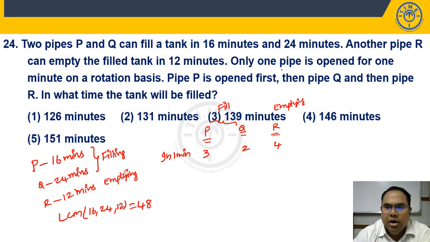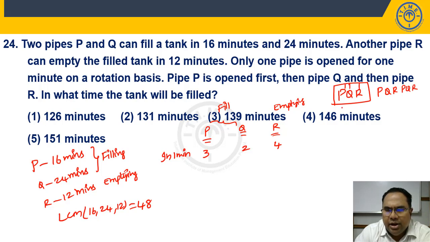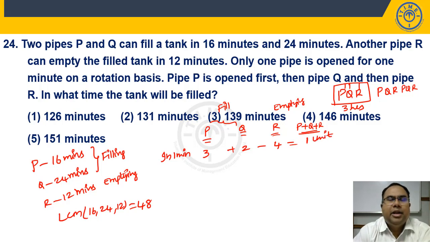They work on rotation basis. First pipe P, then Q, then R. That means if I consider PQR as one time period, P for 1 minute, Q for 1 minute, R for 1 minute. So effectively 3 minutes. So what is P plus Q plus R? R is emptying, so 5 minus 4, 1. So effectively they are filling 1 unit in 3 minutes.